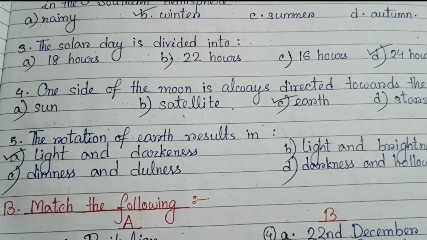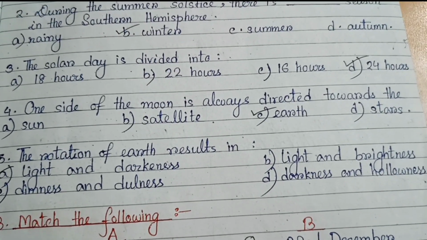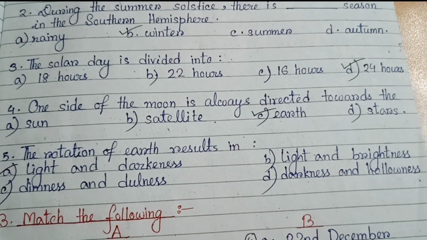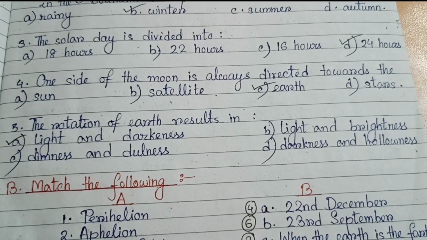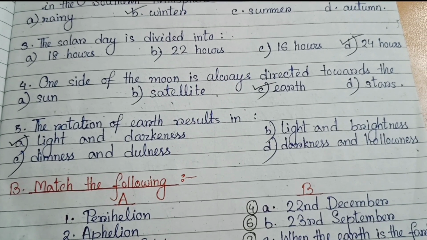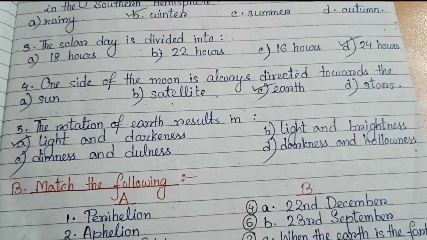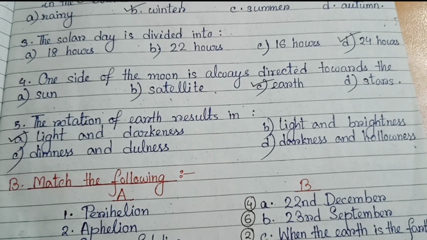Number 4. One side of the moon is always directed towards the earth. Number 5. The rotation of earth results in light and darkness.